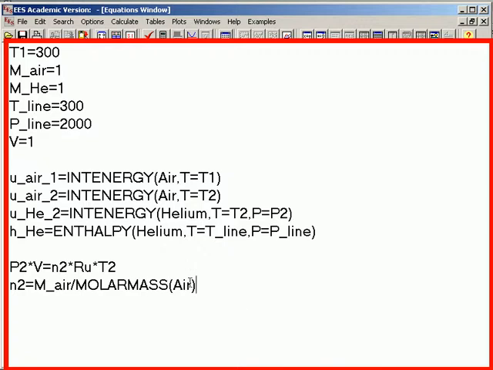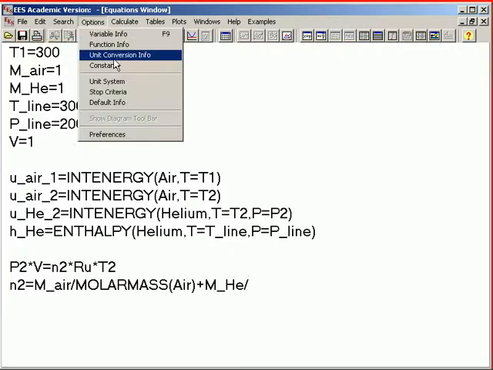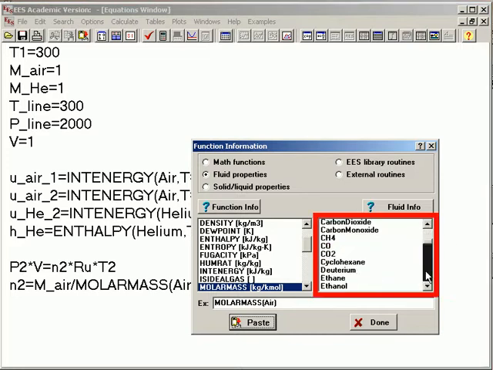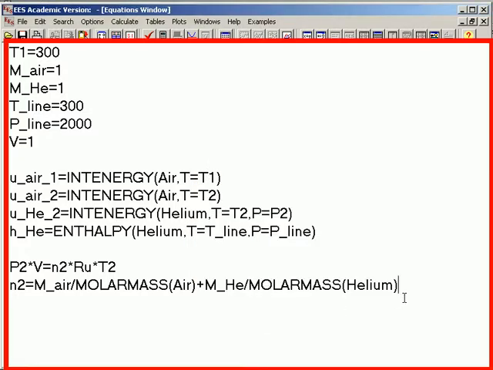So that would be the number of moles of air in the tank, and then we have to add the same thing for helium. So the mass of helium divided by the molar mass of helium. So scroll down to helium, and we're set. We have introduced another unknown, which is the universal gas constant, which I will put in then. So Ru is 8.314 kilojoules per kilomole Kelvin, and we're going to come back to these units in just one moment.